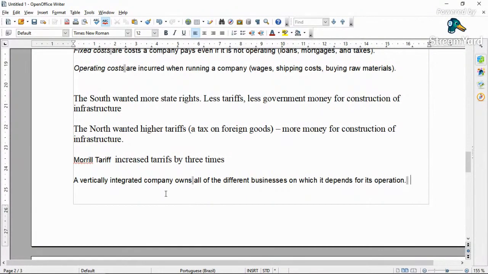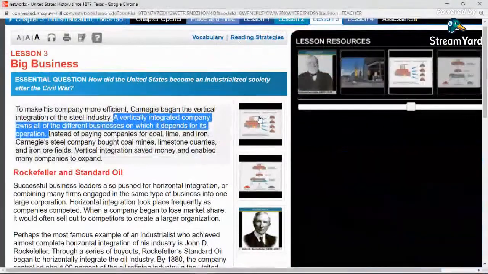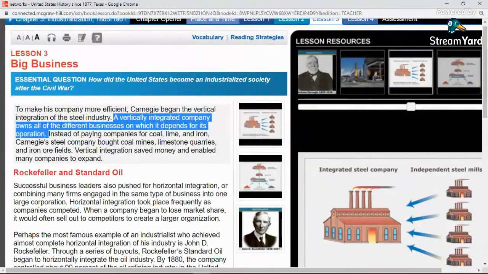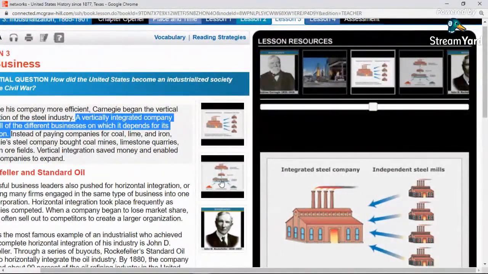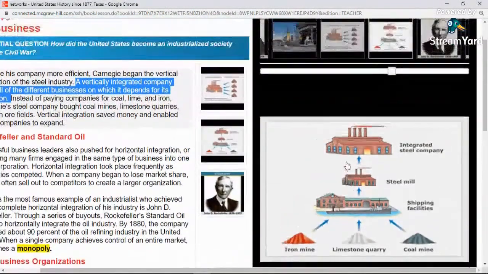Vertical integration: a company owns all the different businesses on which it depends for its operation. And here you have a nice little chart. You can open that and see what it looks like. Well, that's not right, because that looks very horizontal to me. There's vertical. Okay. So the big company owns the steel mill, which owns the shipping facilities, which own the companies that mine the limestone and quarry.